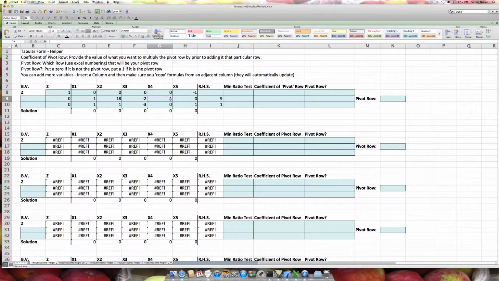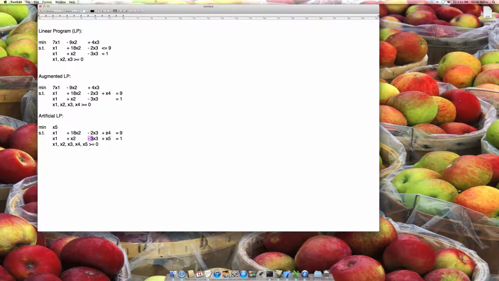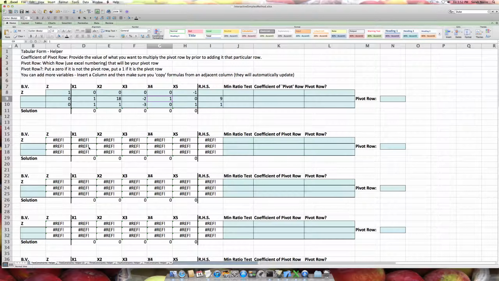Because x4 and x5 only appear in one constraint, I can set x1, x2, and x3 equal to 0, because I have 2 constraints, meaning I need 3 non-basic and 2 basic variables. The number of basic variables equals the number of constraints that you have. So if I just set x4 equal to 9 and x5 equal to 1, I have a feasible starting solution for this LP.